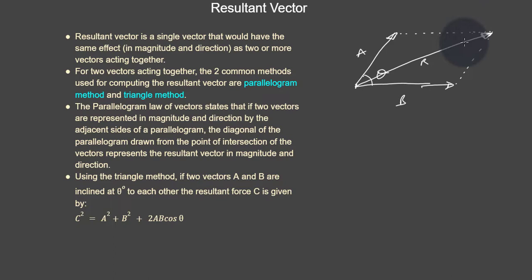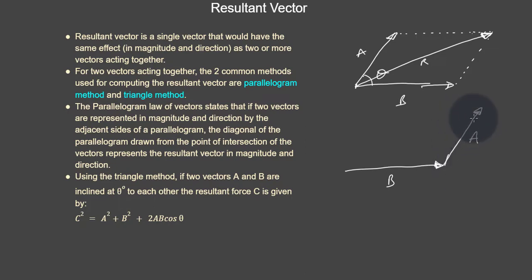Let's look at the second method, which is that if two vectors A and B are inclined at angle theta to each other, the resultant C is given by this. Let's look at what that states. Let's say I have this vector B, and I want to add vector A to it. Don't forget that if you want to add vector A to it, you can just continue from here. So this represents vector A, with the same direction and magnitude.